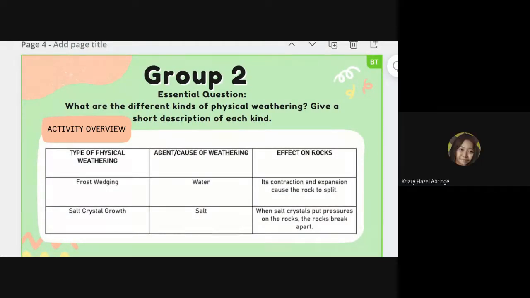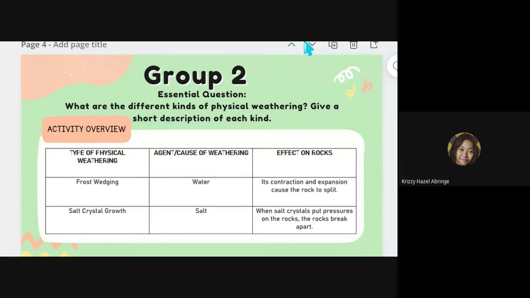So, good morning, everyone. For group number two, we are assigned the essential question: what are the different kinds of physical weathering, and give a short description of each kind. So, first, a brief overview of our activity. In the first, we are given a table, and as answered, the types of physical weathering are frost weathering and salt crystal growth. The agent or the cause of weathering in frost weathering is water, and its effect on rocks is the repeated contraction and expansion of the water, which causes the rock to split. So in frost wedging, the water repeatedly goes to its liquid and solid state and therefore pries the rocks apart.